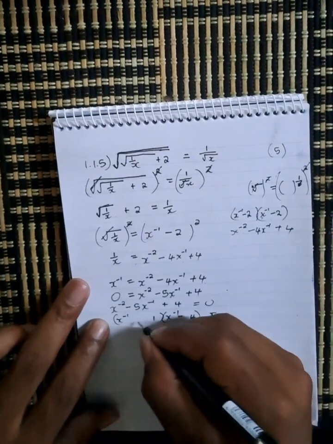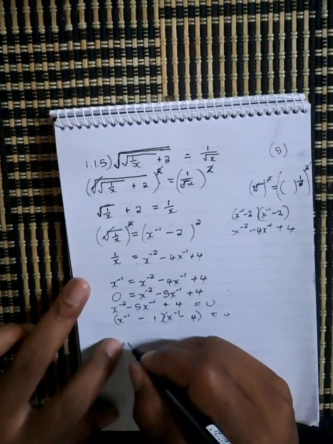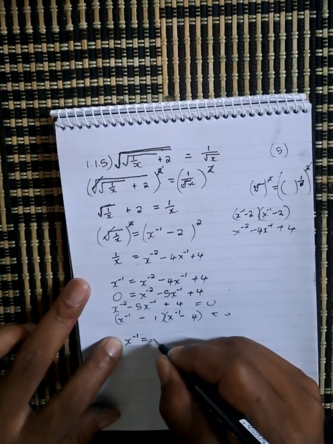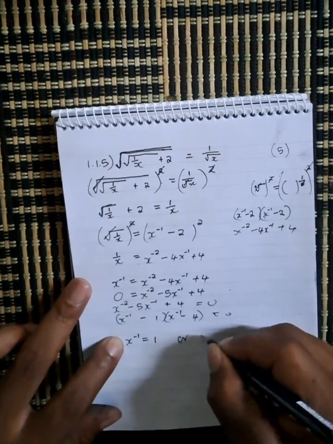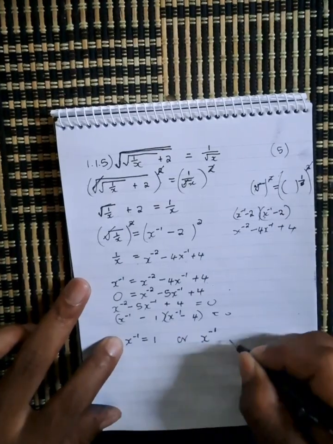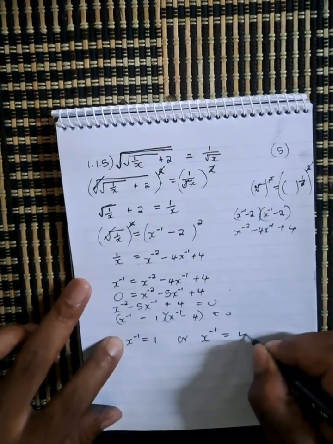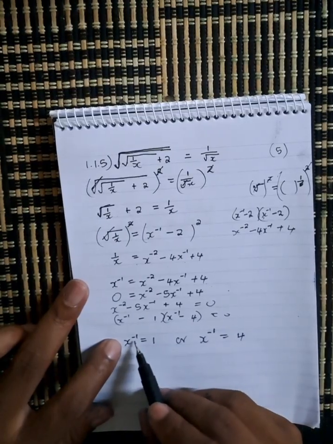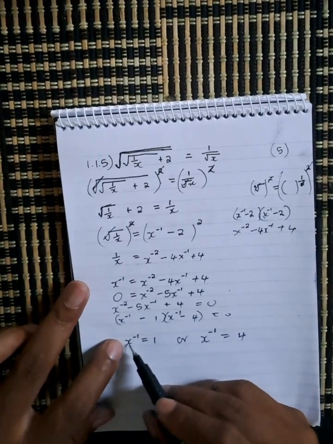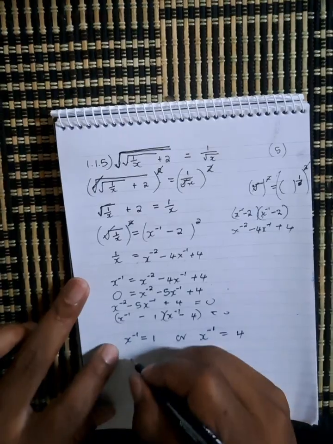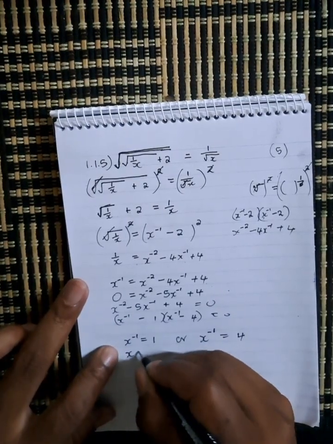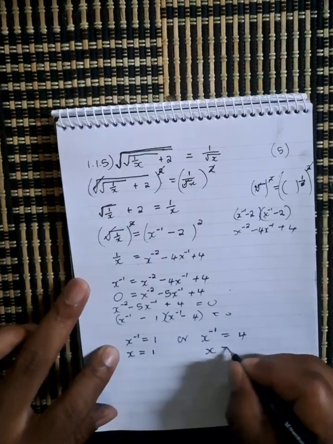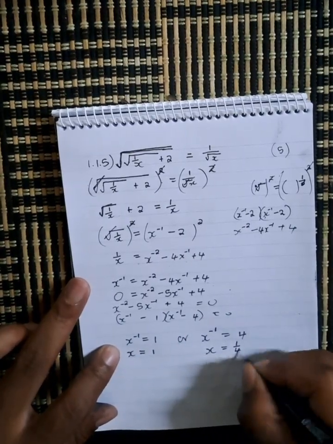They're both negative, right? x - 1 equals 1, or x - 1 equals 4. But we're solving for x, not for x minus 1. So it becomes x is going to be 1, or x is going to be 1 over 4.